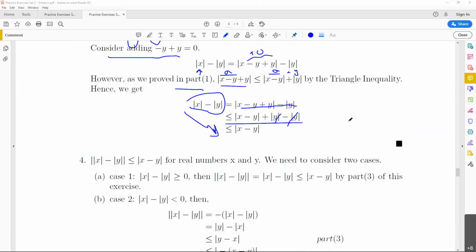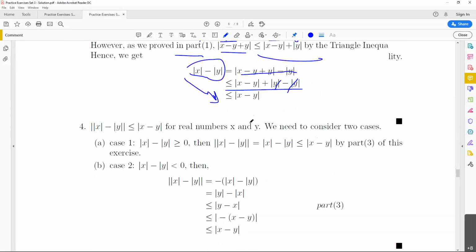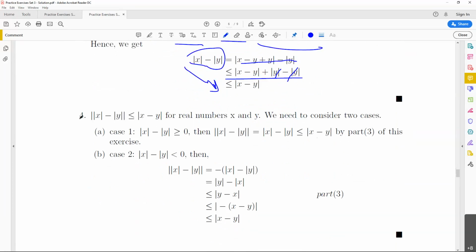Okay. Does anybody have a problem with this? X minus y plus y is less than this. But we have this thing, and there you go. Okay. Part four.